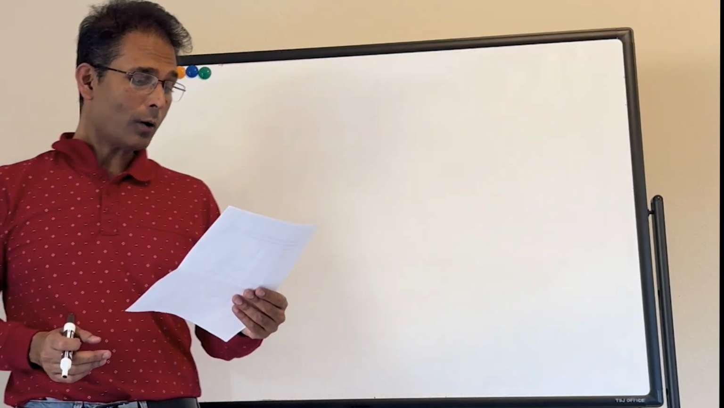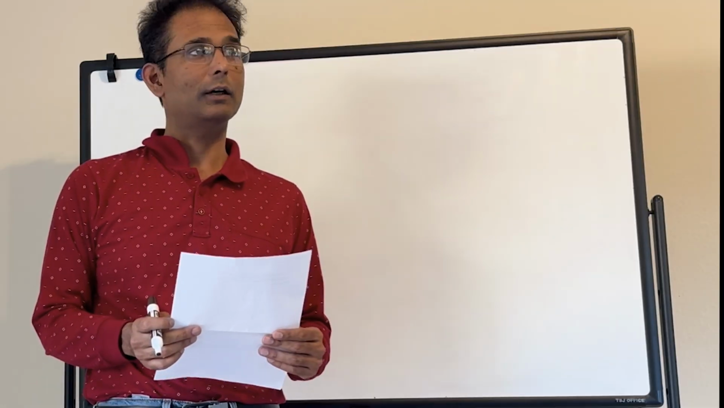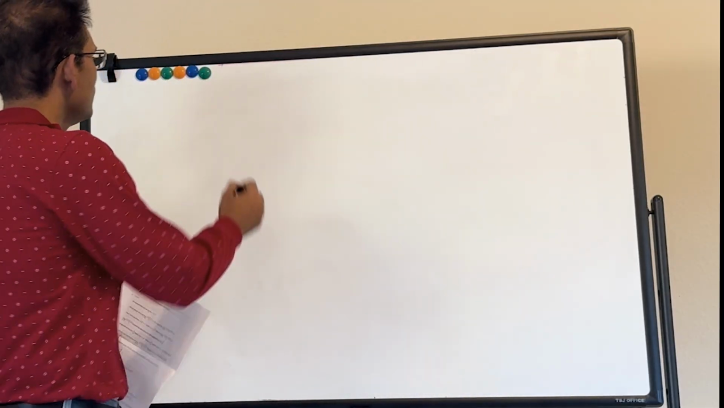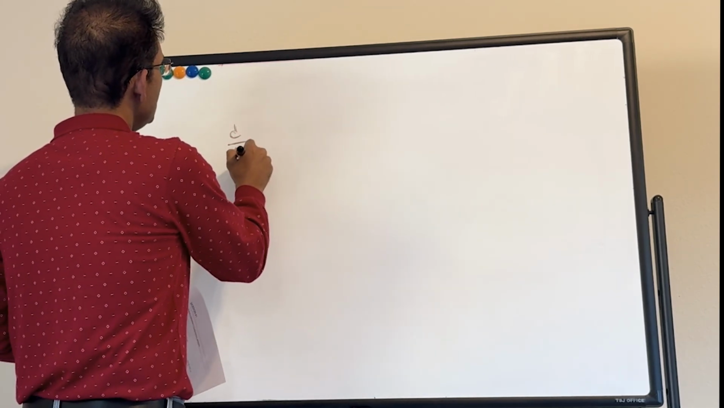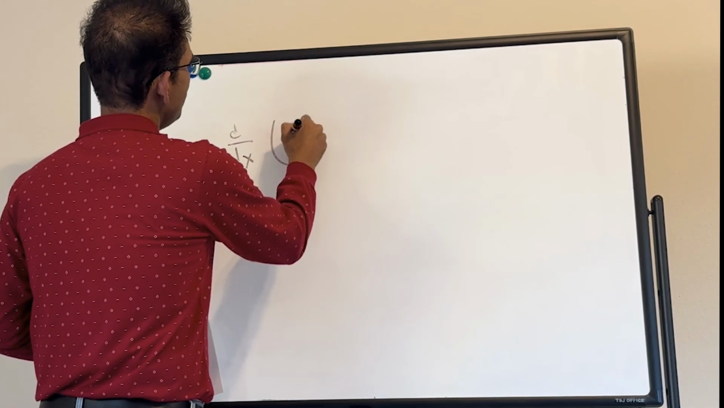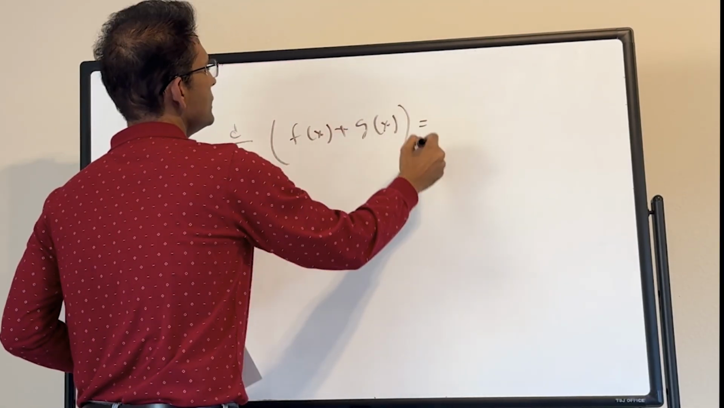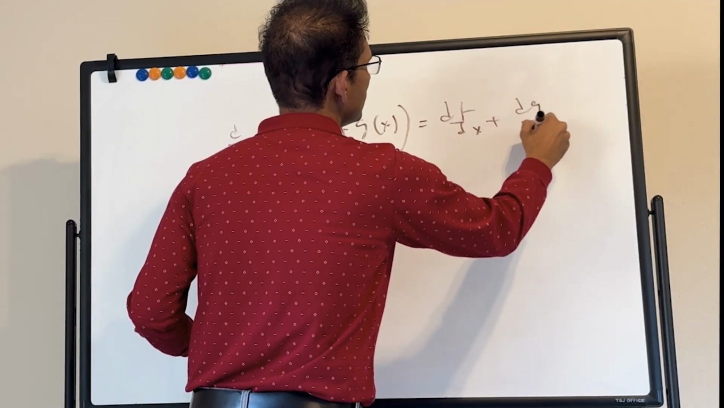All right. So now we're going to see some properties of differentiation or derivatives. For example, if you have 2 functions f and g, you will have d dx of f of x plus g of x equal to df dx plus dg dx.